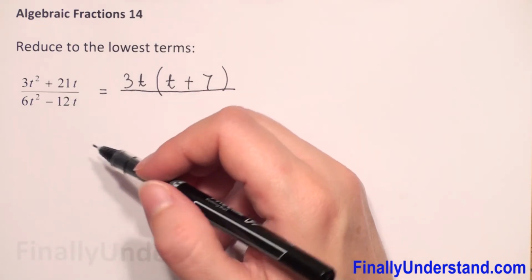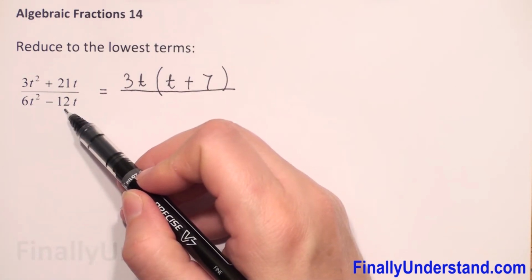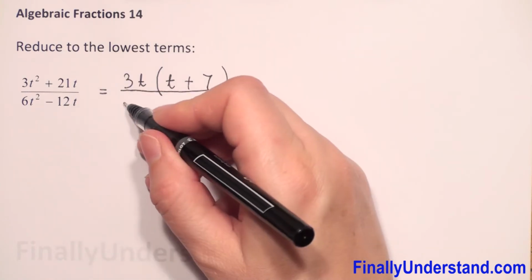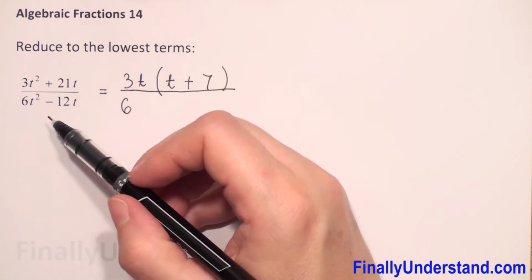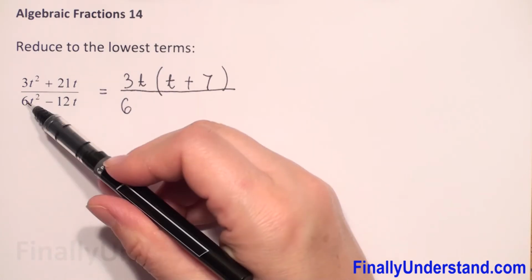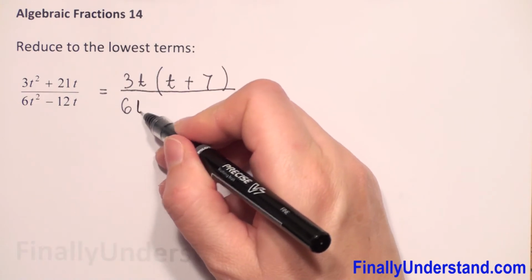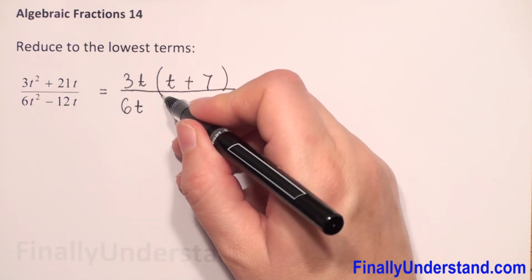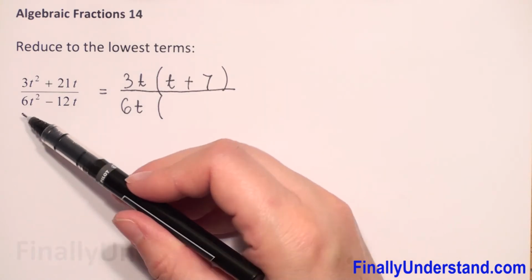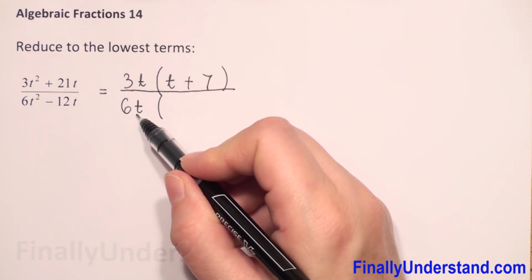And now in the denominator we have coefficients 6 and 12. So the greatest common factor is 6. And again, when we check variables, we have to choose the lowest power. So we have t squared and t with an invisible 1. So we have to choose t with the lowest power, with 1. And now we have at the beginning 6t squared, and now we have 6t.